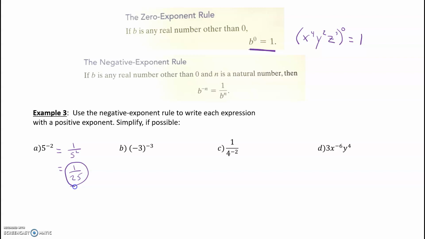So again, I always think of the positive, right? 5 squared would be 25. It's the reciprocal of that, 1 over 25.